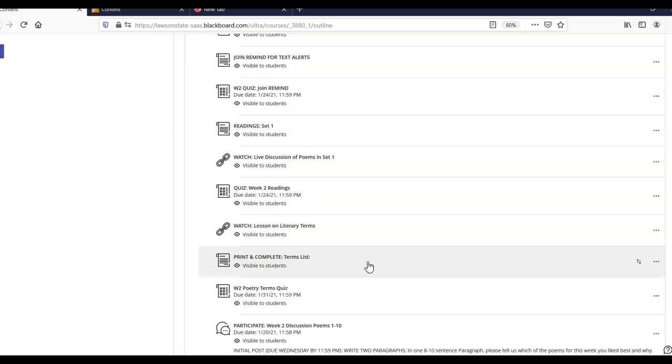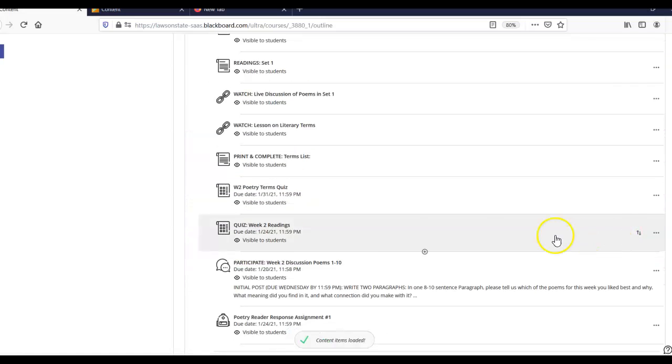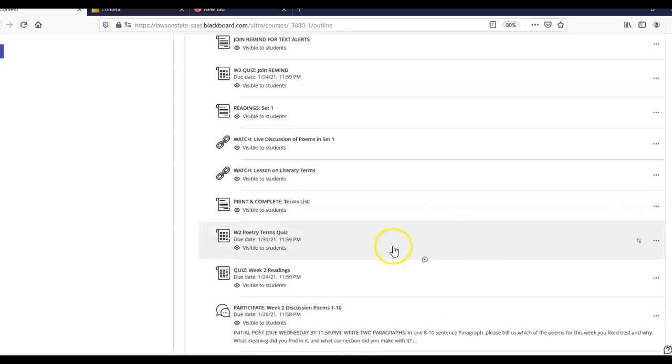I would advise you to take this, I'm actually going to move this quiz. I'm going to move it down to after the poetry terms quiz because I think knowing those terms like refrain and things like that is important before you take that quiz, because I'm asking some questions about the readings that ask you to apply some of these terms. So make sure you watch and learn those terms, and then take your terms quiz, and then take your readings quiz for the week.